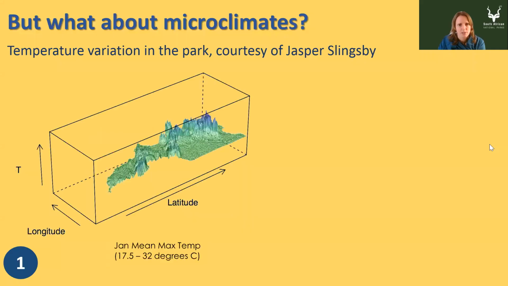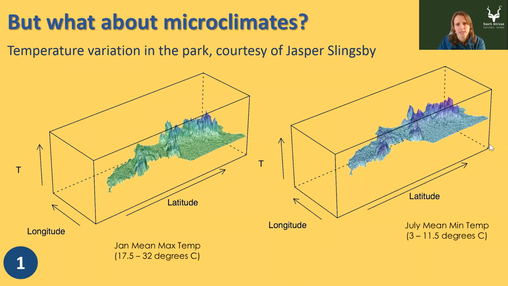He's been doing some fabulous work looking at microclimates using loggers. And you can see, for example, here he's mapped January mean maximum temperatures, and there's a massive difference on the flats compared to the peak on Table Mountain, where the average summer temperature is only 17 degrees at the peak, whereas it's 32 on the flats. And similarly for winter, very big differences in temperature experienced on different parts of the peninsula.